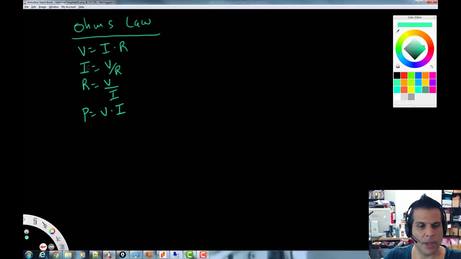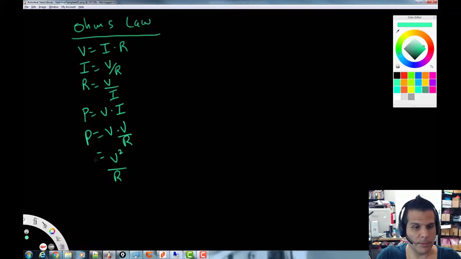Because of Ohm's law, we have, say, voltage and we have current here. We can write power in terms of voltage and resistance and remove current. So voltage equals current times resistance. So that's one thing. Current equals voltage divided by resistance. So if we replace current here with V over R, then we're going to get V times V over R, which of course equals V squared over R. Now this is really important. So power equals V squared over R.